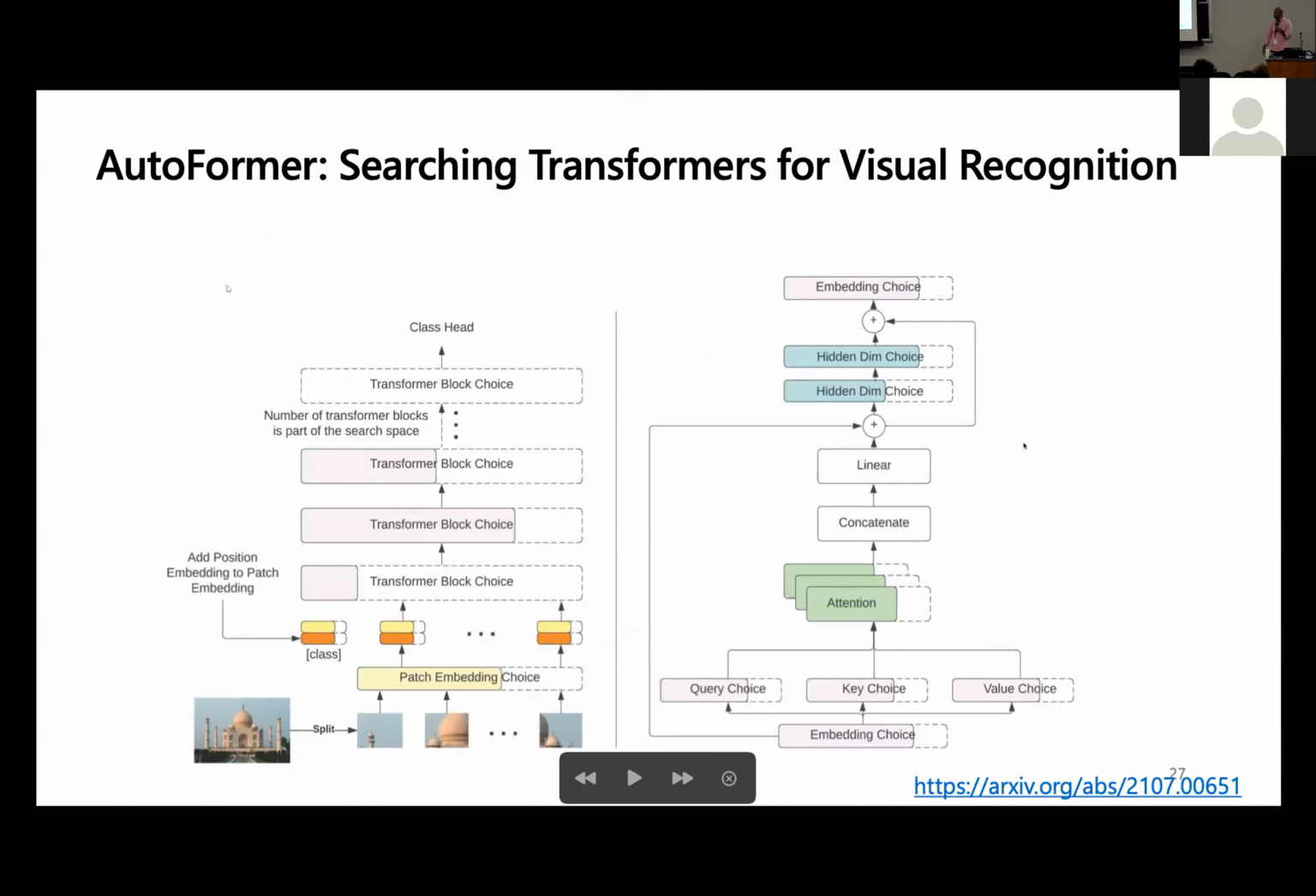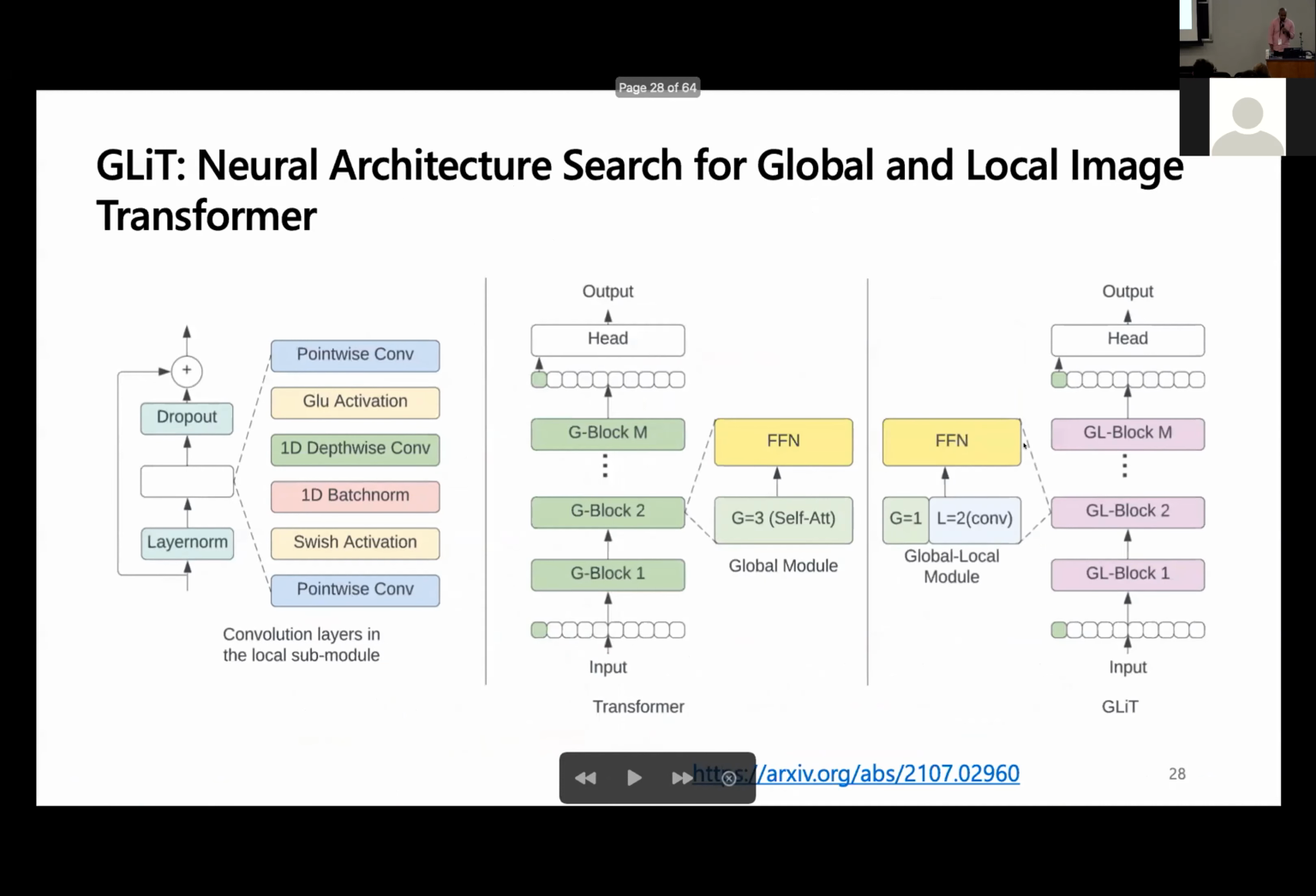Autoformer, similar idea, but applied to images, image patches. So all these ideas need not just be for NLP. Transformers are there in Vision too now. So this is again for Vision.